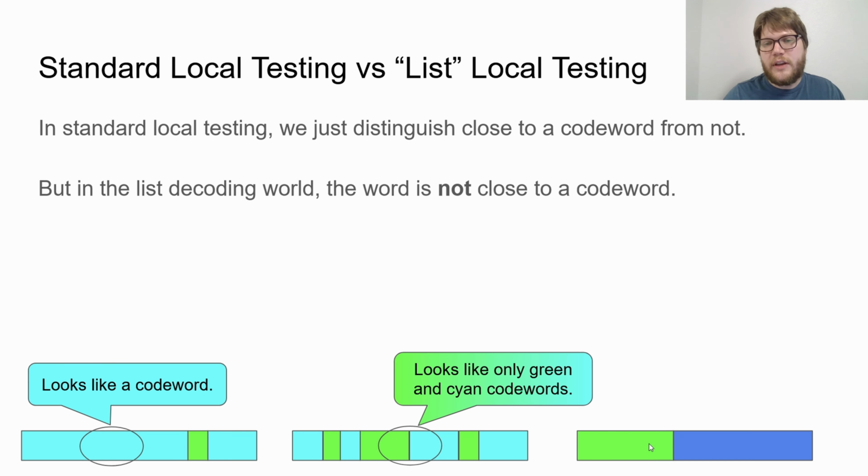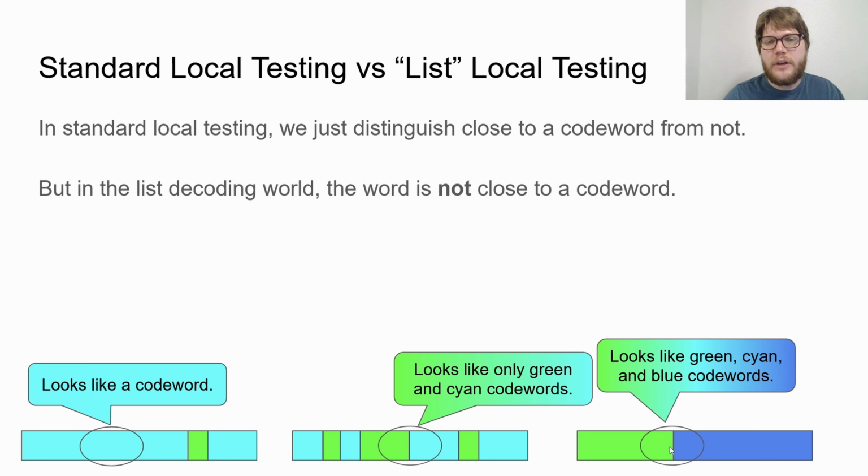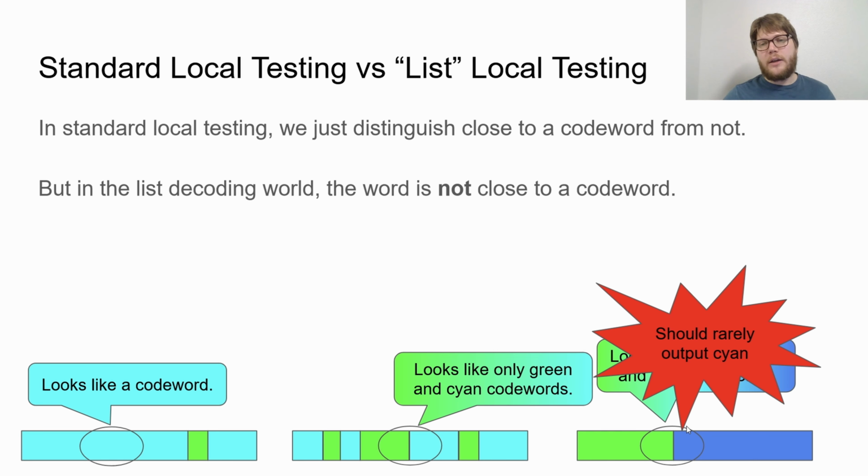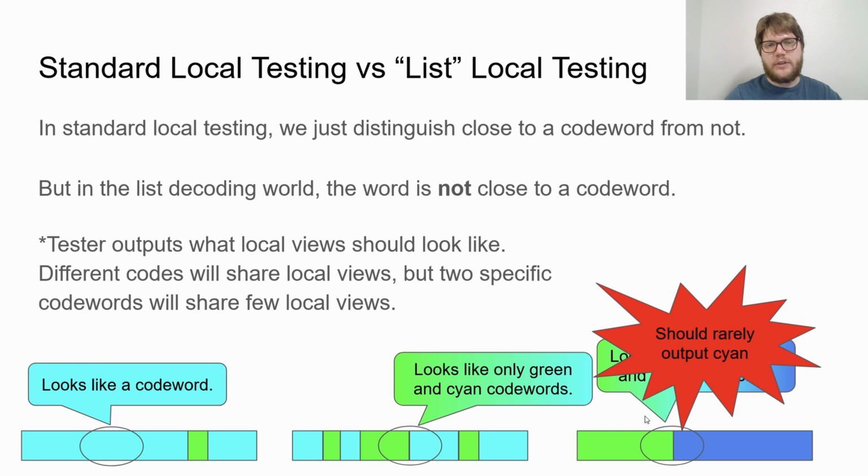So let's take this example where we have a green code word here and a blue code word over here, and we look at it locally, and you might say it looks kind of like a green, cyan, and blue code words, because cyan is like a mixture of blue and green. But that's bad. We want to very rarely output a third code word that is not one of the 2 code words that we're interested in. Different codes will share some local views, but any 2 specific code words will share very few local views. That's how the local views correspond to the code words.